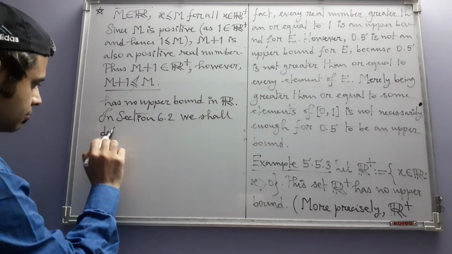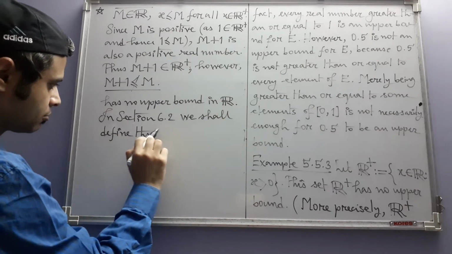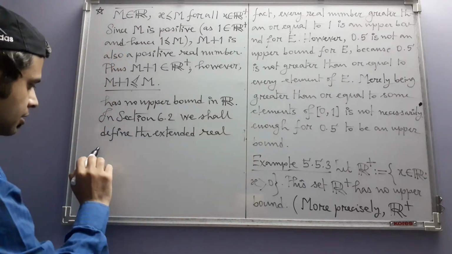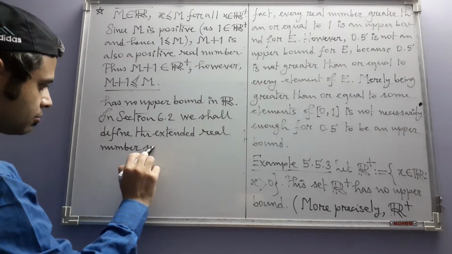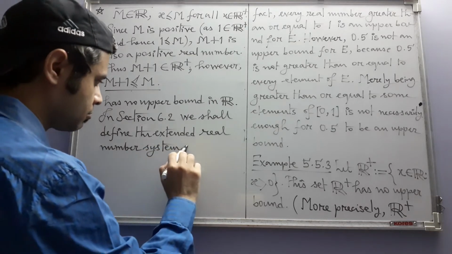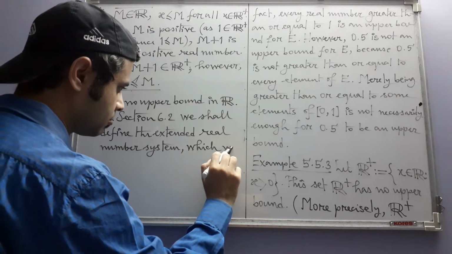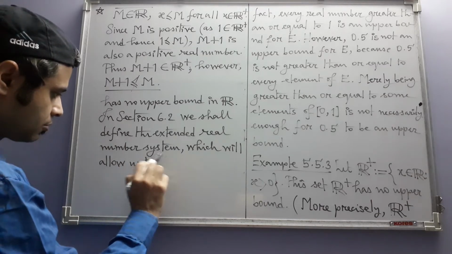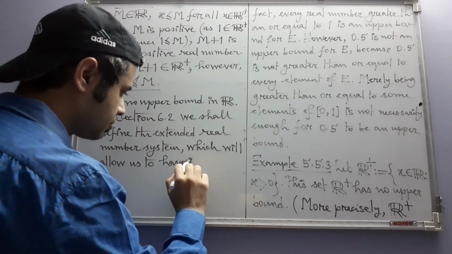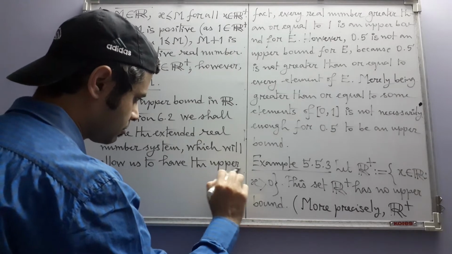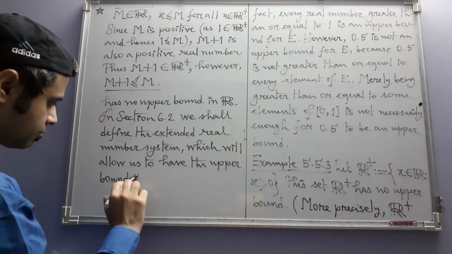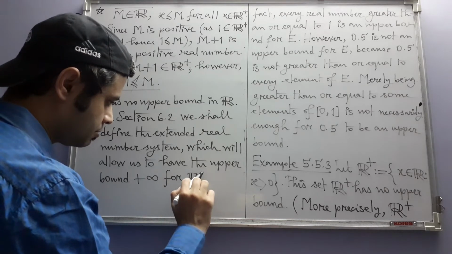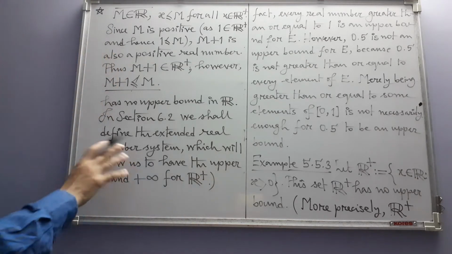we shall define the extended real number system, which will allow us to have the upper bound plus infinity for R plus, which is something that we will see in that section only.